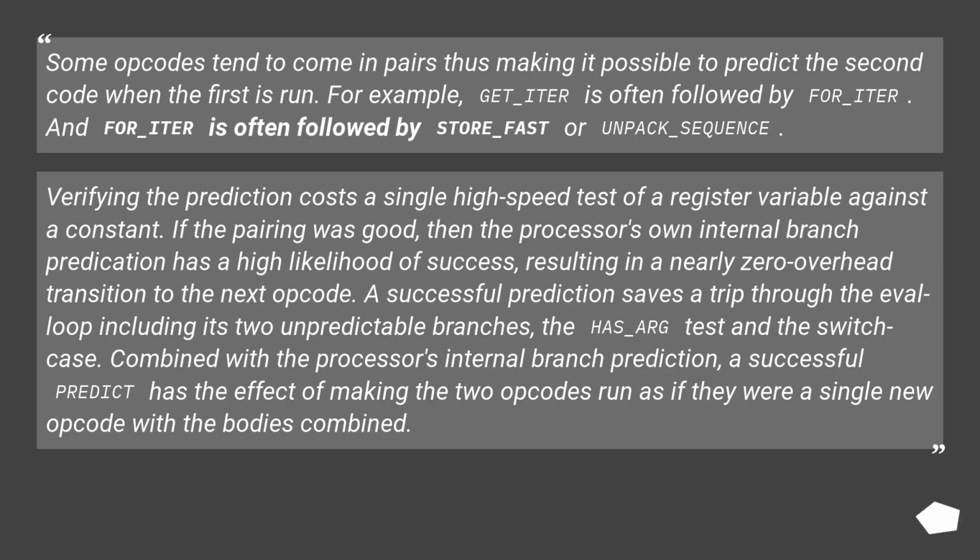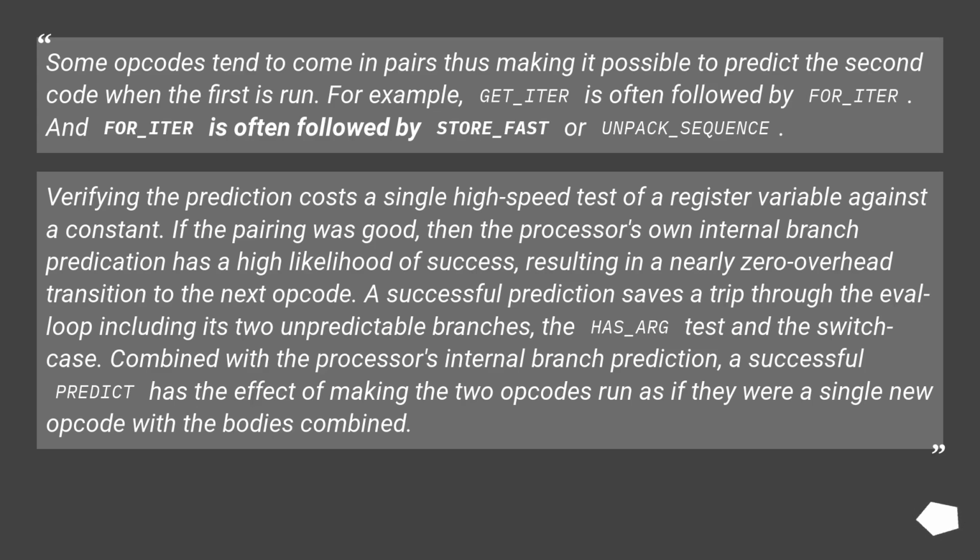Some opcodes tend to come in pairs, thus making it possible to predict the second code when the first is run. For example, GET_ITER is often followed by FOR_ITER. And FOR_ITER is often followed by STORE_FAST or UNPACK_SEQUENCE. Verifying the prediction costs a single high-speed test of a register variable against a constant. If the pairing was good, then the processor's own internal branch prediction has a high likelihood of success, resulting in a nearly zero overhead transition to the next opcode.